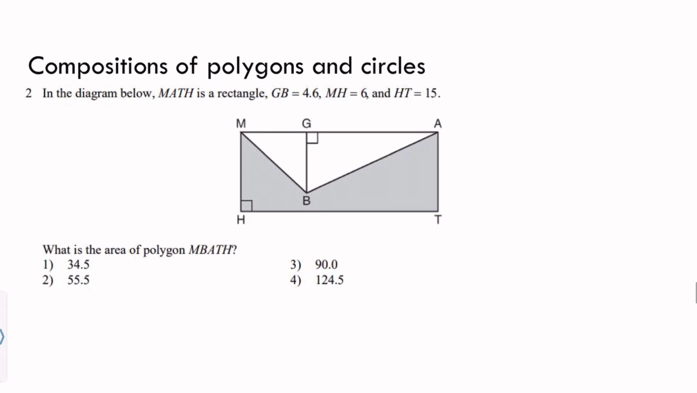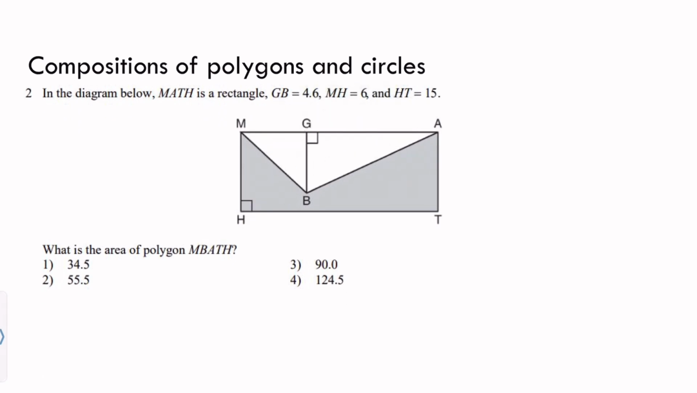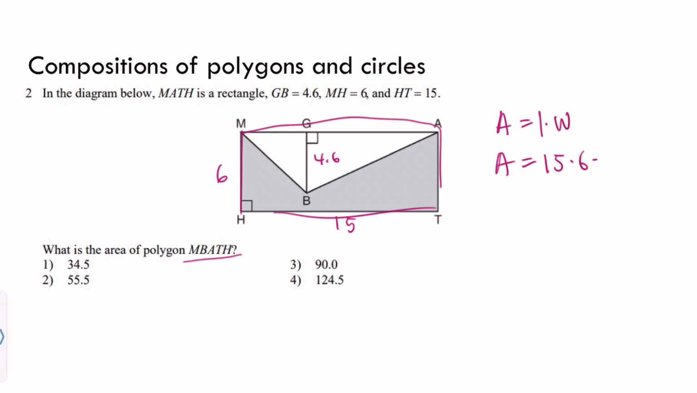Okay, now we have in the diagram below, MATH is a rectangle, GB is 4.6, MH is 6, and HT is 15. What is the area of polygon MBATH? So that is just the shaded polygon. First, let's find the area of this big rectangle right here. And we know the area is equal to length times width. So area is equal to 15 times 6, which is equal to 90.